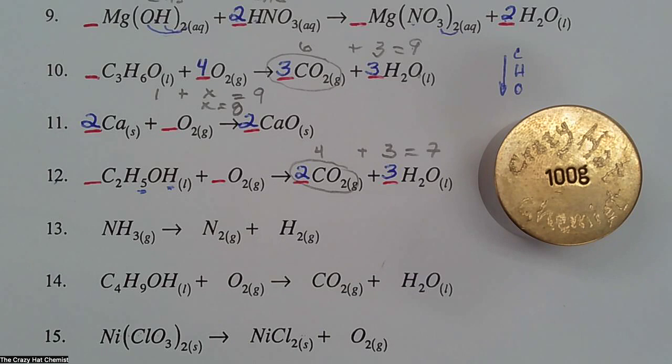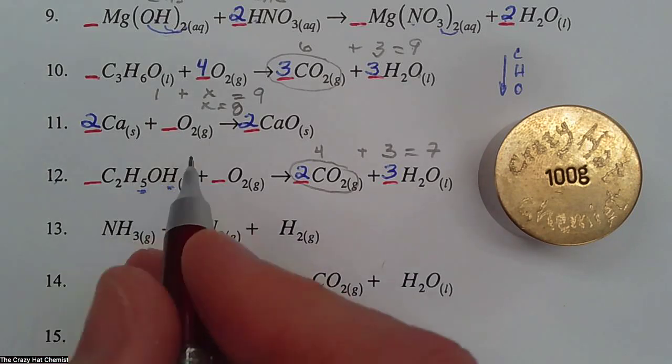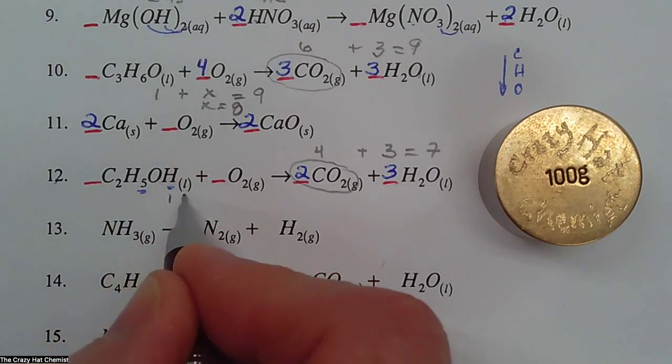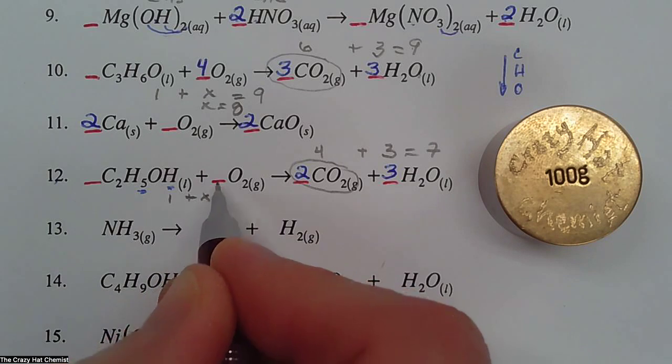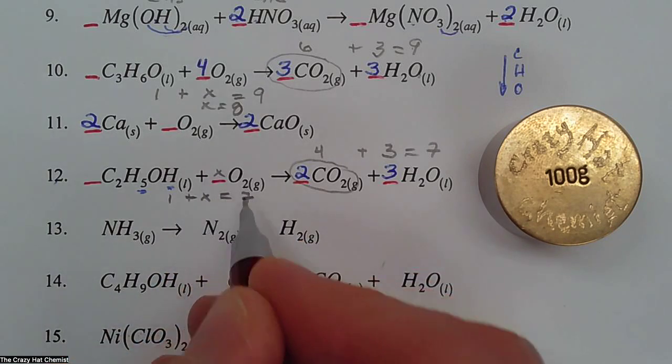Now, just like what we did on problem number 10, there's 1 oxygen here. So what we're going to do is take that 1 oxygen plus X, that X is going to go here, is equal to 7.